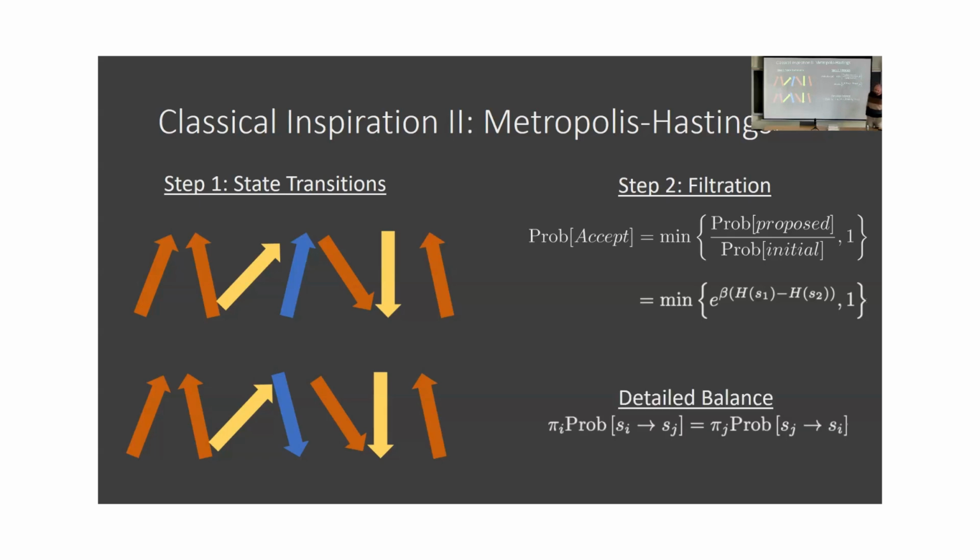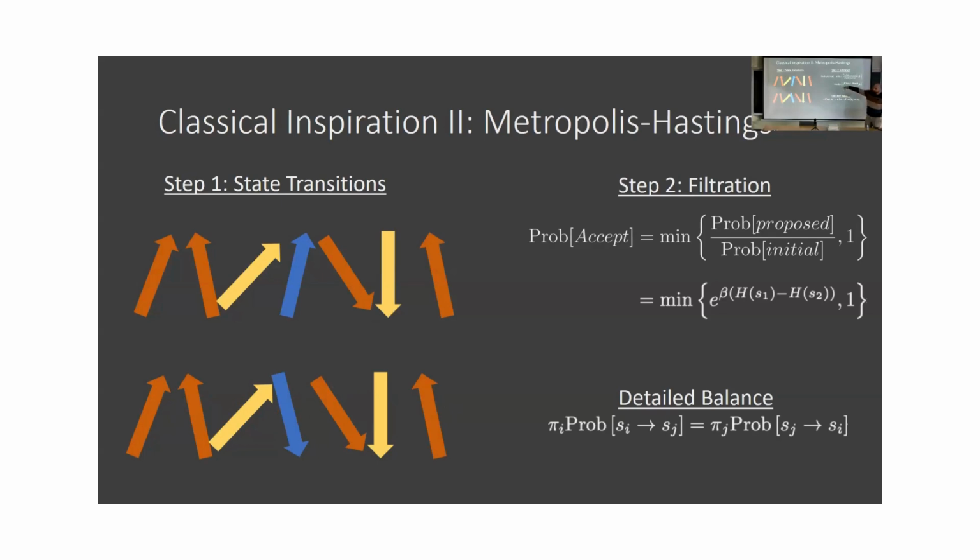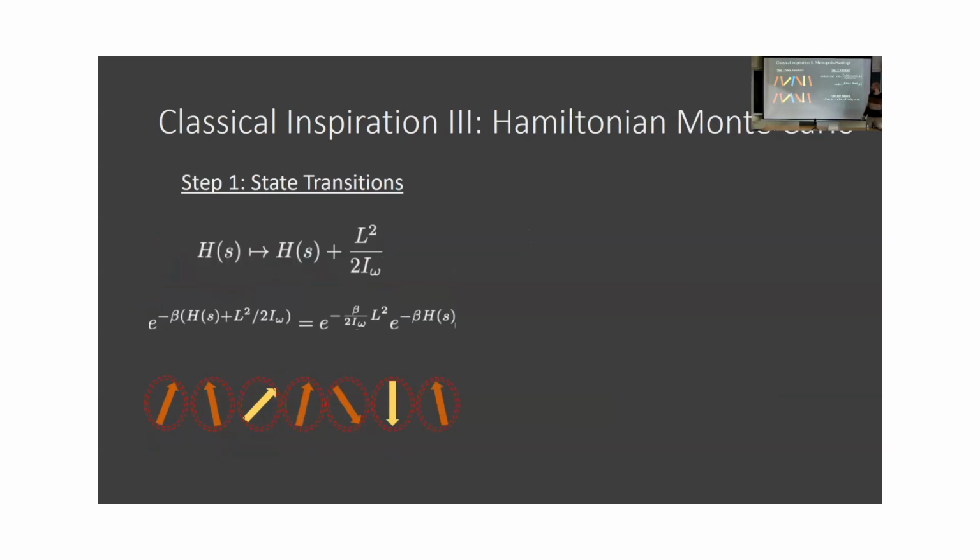And so the way you can show that this converges to the Boltzmann distribution, the Gibbs state, is through this condition known as detailed balance, which is pretty straightforward to see. You just plug in the thermal state and do the math and show that it's fixed. One of the downsides is that this random state transition is not good because you're only ever locally moving in your state space. And as the number of dimensions grows, this starts failing.